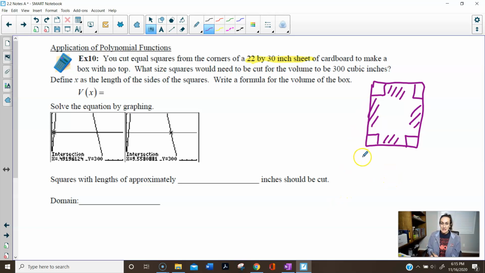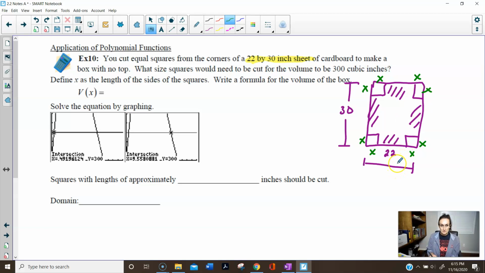So it says it's 22 by 30. So this would be 22, and that's the width. And then 30 is the length. And we don't know how much we're cutting out. So we're going to cut out X and we're going to cut out X. And these little squares are X by X. So you can see we're cutting out these X's, which are squares, and X is the length of those.